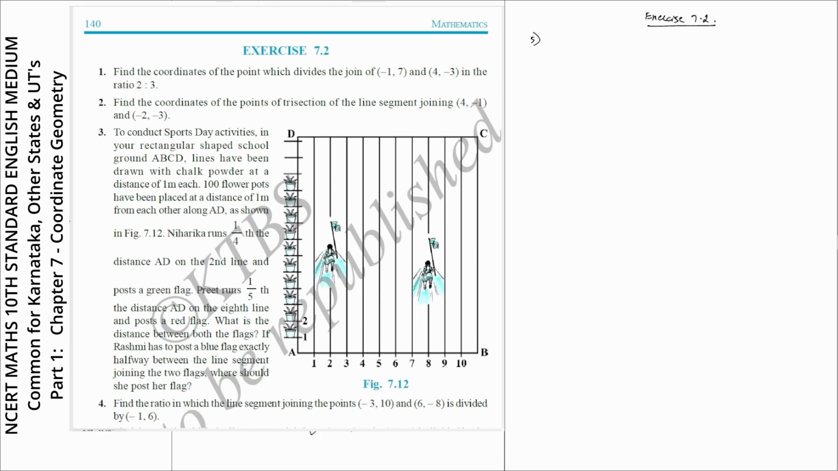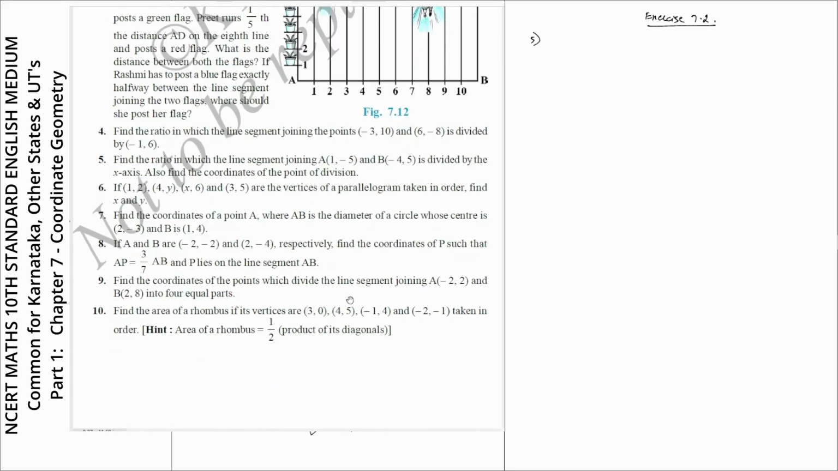Exercise 7.2. The next question is question number 5. Find the ratio in which the line segment joining A of 1 comma minus 5 and B of minus 4 comma 5 is divided by the x-axis. Find also the coordinates of the division.